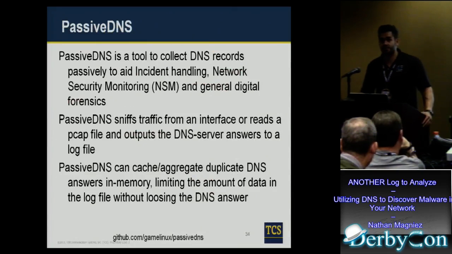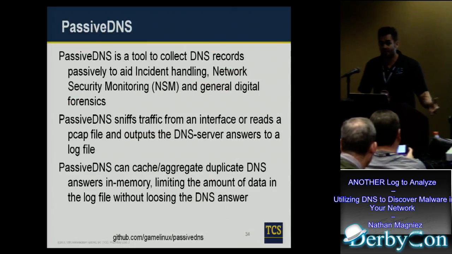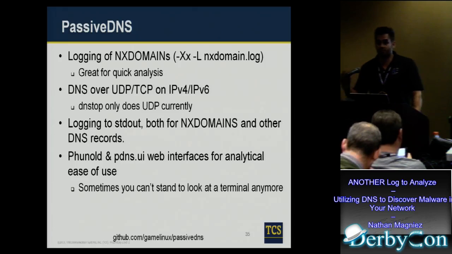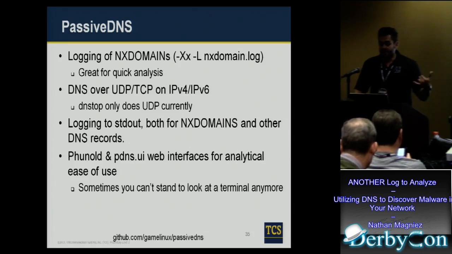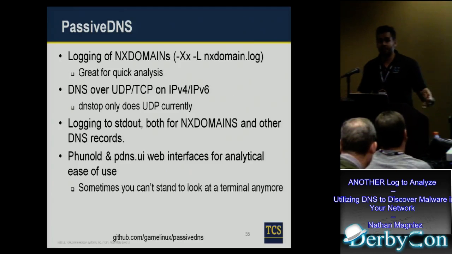There's also passive DNS, which is a free tool as well. Basically, it does the same type of thing as DNSTop does. Passive DNS will sniff traffic. It does the terminal display. What's good about that is it also does TCP. So if you're not concerned about TCP, it doesn't really matter. But if you also want to see some information about who's doing zone transfer requests as well, this might be a tool for you. It does logging to standard out, so we can look for the NX domains and other DNS records. There's also a web interface for it.